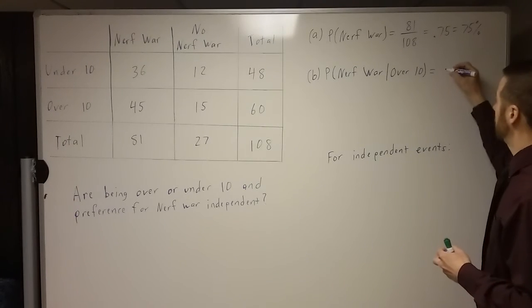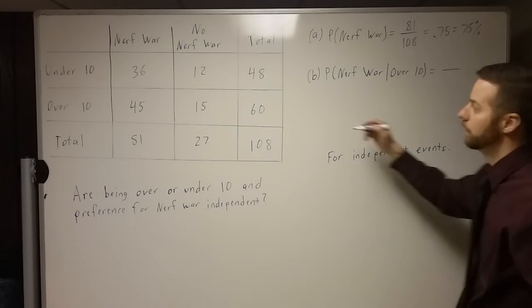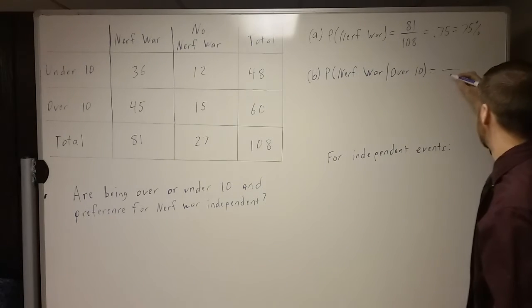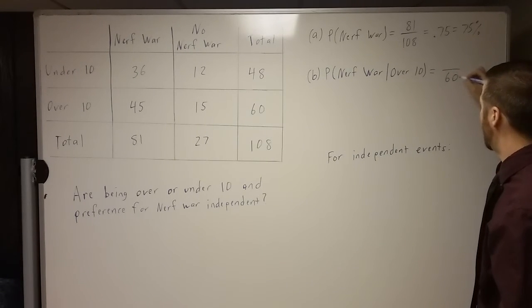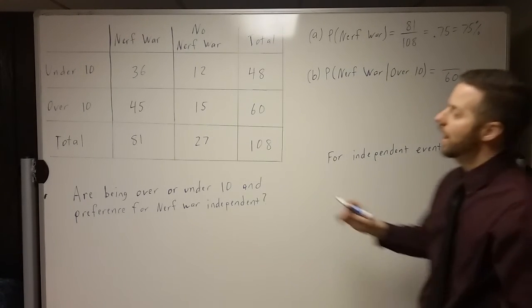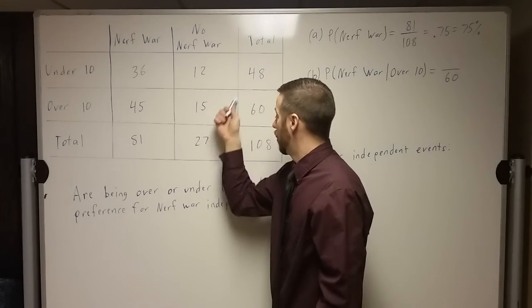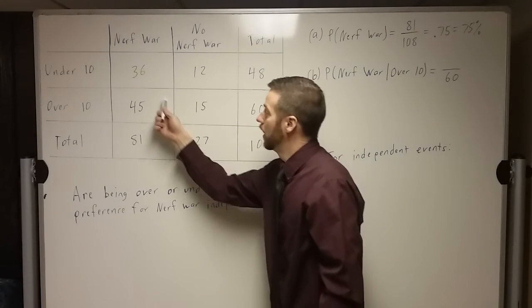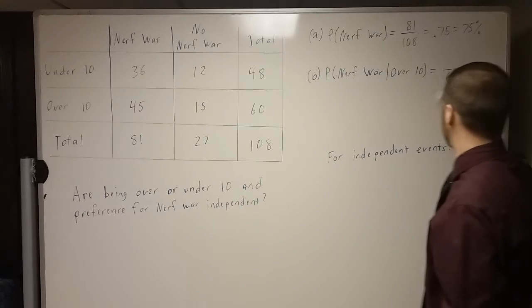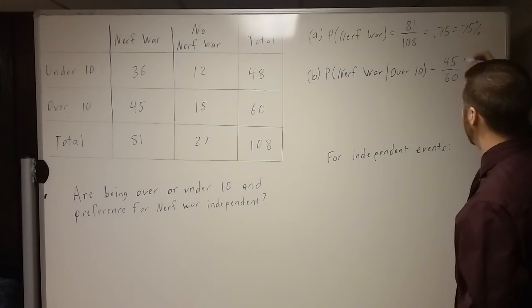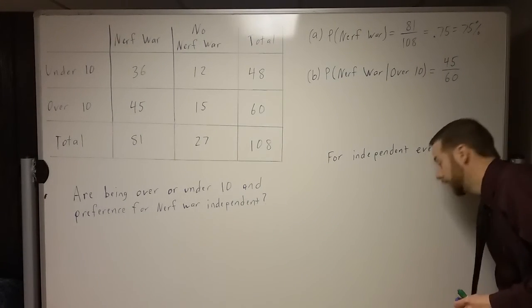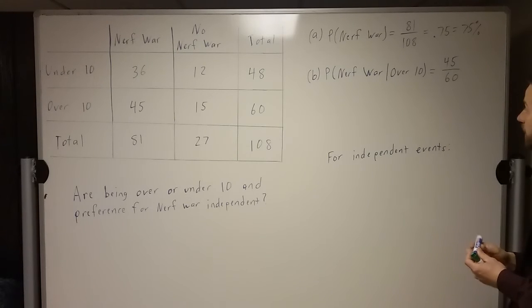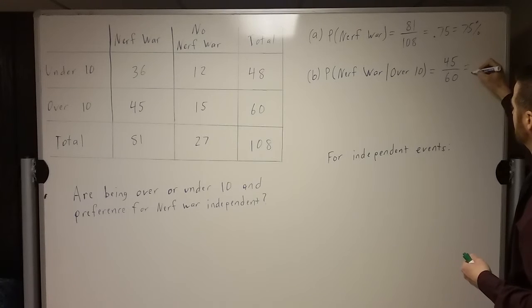And so people over 10, we don't have 108 of them. People over 10, we've only got 60 of them that we surveyed. So now we're out of 60, and out of those people over 10, those 60 people, 45 of them would prefer to have a Nerf war. And so this is 45 out of 60. And again, you could either simplify this or change it to a decimal. I'm going to change it to a decimal. And if you do 45 divided by 60, you get 0.75.